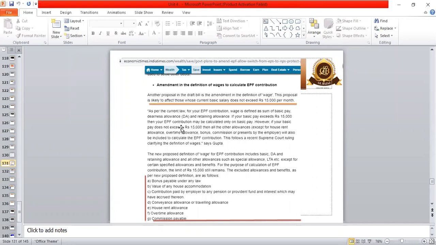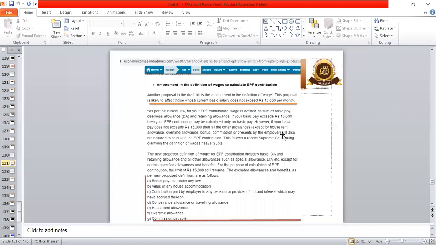I hope this slide is visible to all of you. Very minutely, you can read that the proposal in the draft bill is an amendment in the definition of wage. This proposal is likely to affect those whose current basic salary does not exceed rupees 15,000 per month. As per the current law, for your EPF contribution, wage is defined as the sum of basic pay, dearness allowance, and retaining allowance. If your basic pay exceeds 15,000, then your EPF contribution may be calculated only on basic pay. However, if your basic pay does not exceed rupees 15,000, then all other allowances which companies pay you are included, except for house rent allowance, overtime allowances, bonus, commission, or presents by the employer.